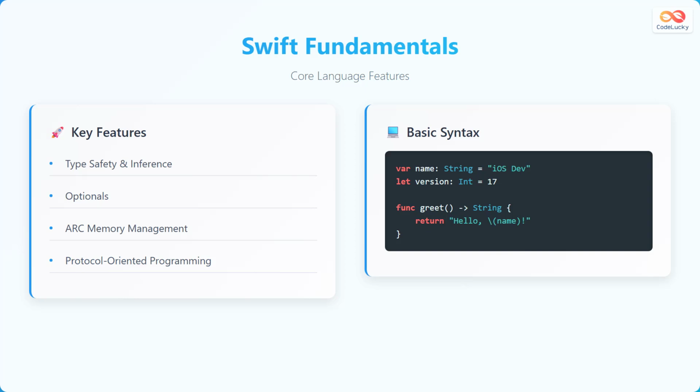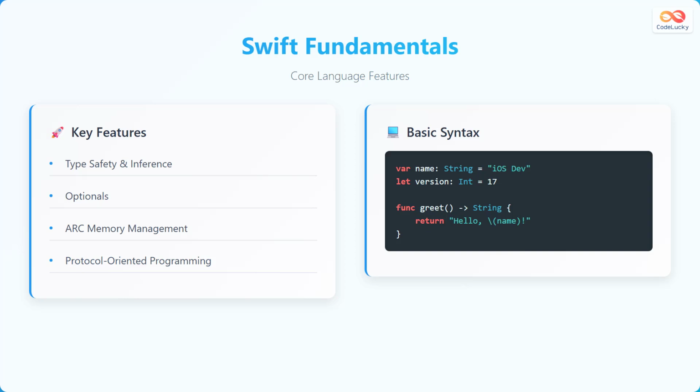Let's start with Swift fundamentals, the core language features that make Swift so powerful for iOS development. Swift brings type safety and inference, which means the compiler helps catch errors at compile time rather than runtime. Optionals are a key feature that handles the absence of values safely, eliminating common crashes. Automatic reference counting, or ARC, manages memory automatically, freeing developers from manual memory management.